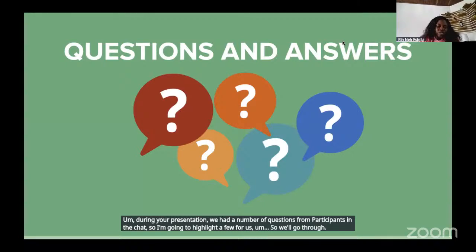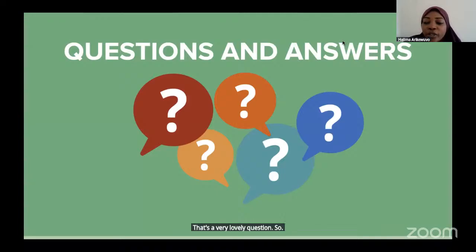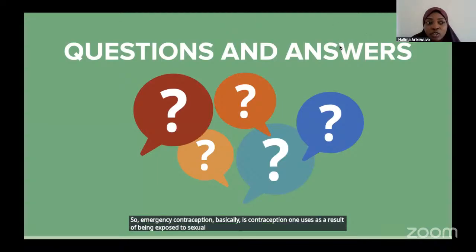So the first one is, can emergency contraception replace birth control methods, and how can someone choose the right contraceptive method themselves? That's a very lovely question. So, first of all, we need to understand what emergency contraception is. Emergency contraception basically is contraception one uses as a result of being exposed to sexual activity during the ovulation period, and the person does not intend to get pregnant at that point.